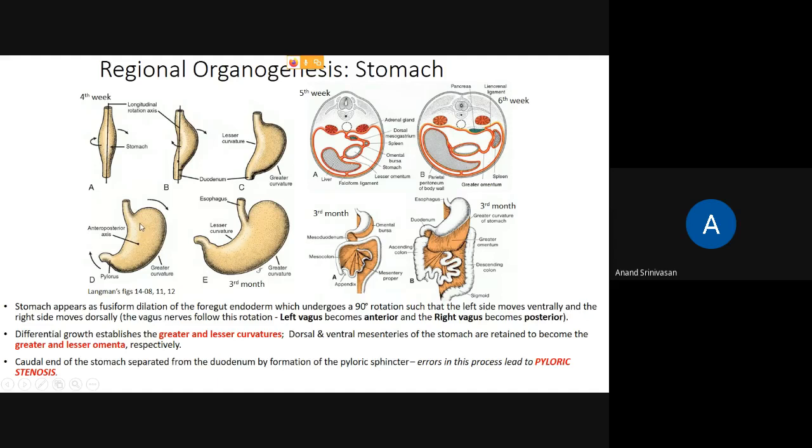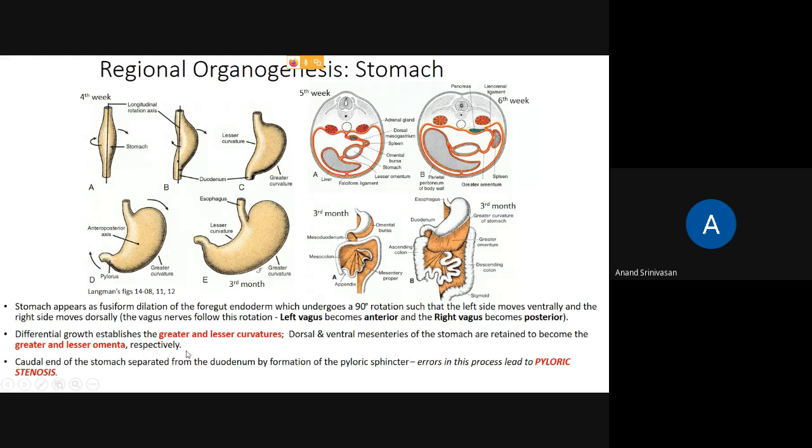Now already you know that there is a mesentery, a ventral mesentery and a dorsal mesentery. So in this place you can see the stomach, with a ventral mesentery and a dorsal mesentery. This ventral mesentery will form the lesser omentum and the dorsal mesentery will form the greater omentum.